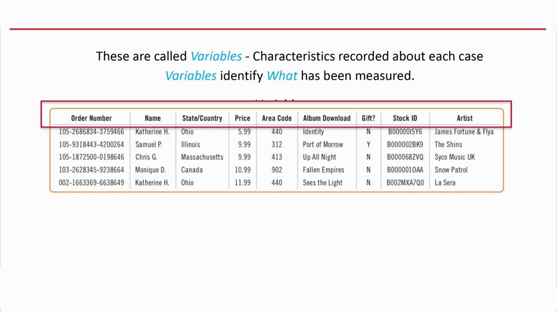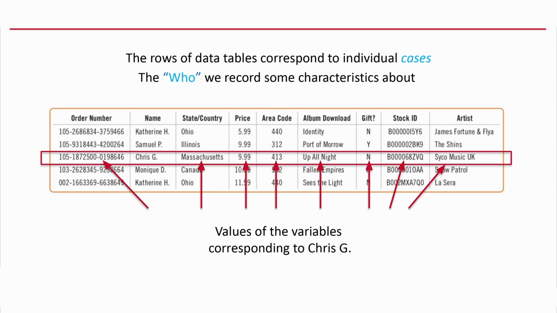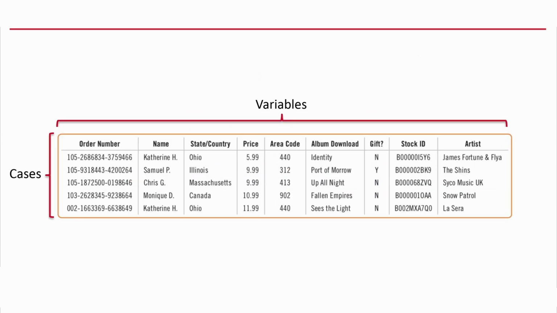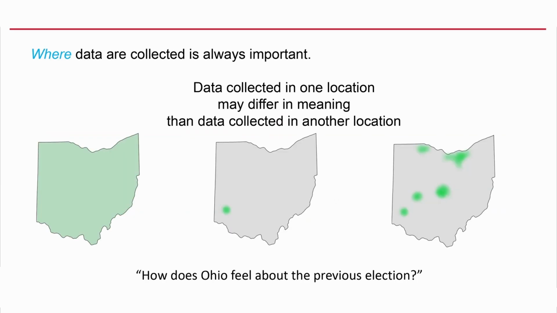The what about the who is being measured or recorded. So going back to Chris's row, those other variables, order number, state, country, price, and area code, those are for Chris G in that row. So Chris G, Massachusetts, 999, 413, those are all for Chris. So the rows are called cases and they tell you the who, and the columns are called variables and they tell you the what is being measured or recorded about the who. Now I mentioned the context is as important or even more important than the numbers and labels themselves. So what particularly about context makes it so important?